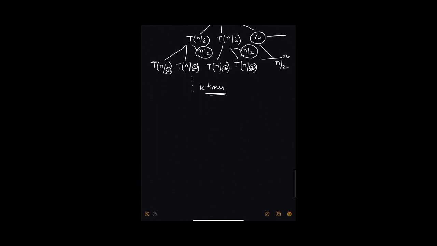So if I process all these steps for k times, this becomes somewhat equal to T(n/2^k) plus some n units. See, n units will be occurring, some n units for k times. So again, this statement becomes T(n/2^k) plus some k into n.